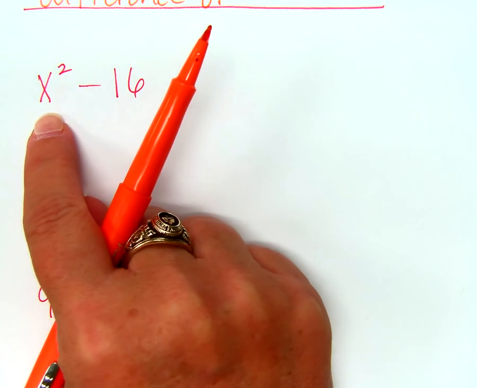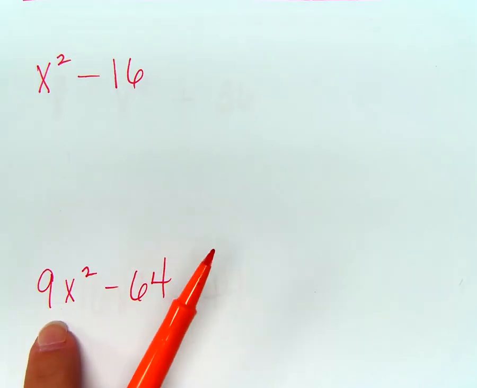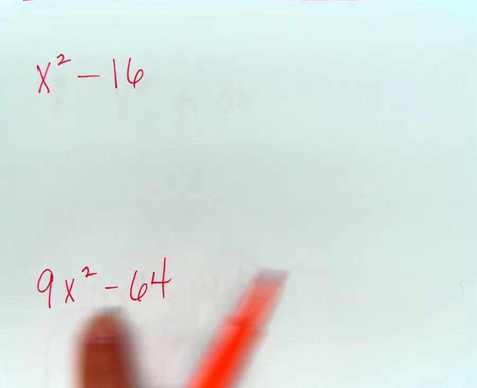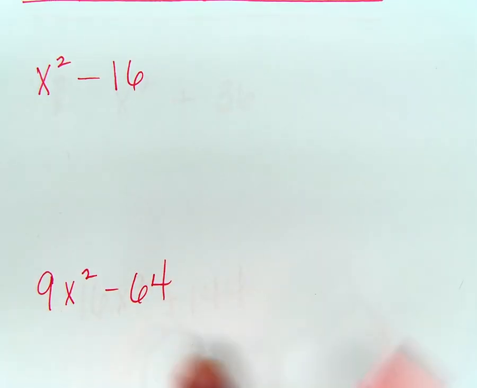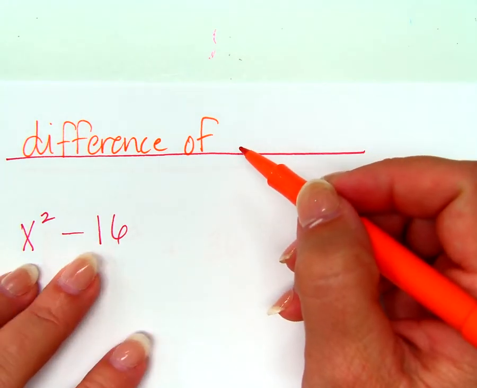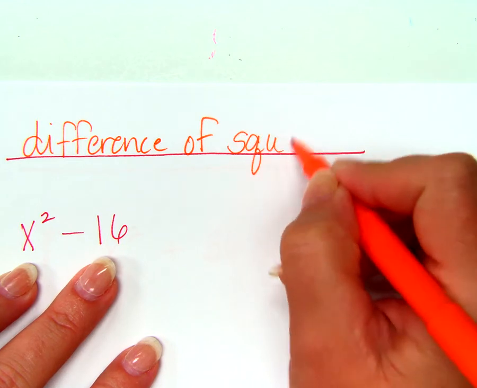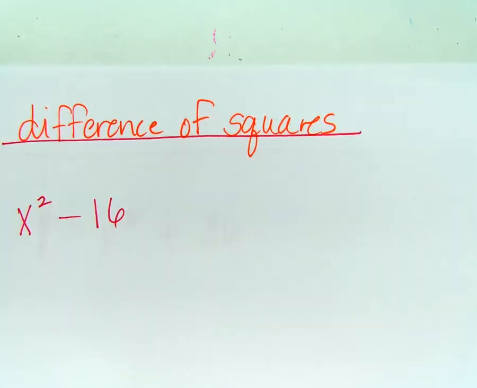What's the square root of x squared? What's the square root of 16? What's the square root of 9x squared? 3x. What's the square root of 64? 8. Okay? So what do you think these numbers are called? If they can be square rooted, what kind of numbers are they? Squares. They're called the squares.